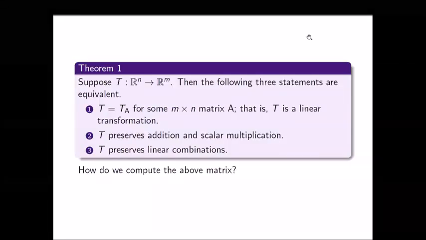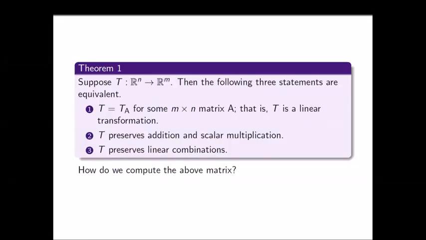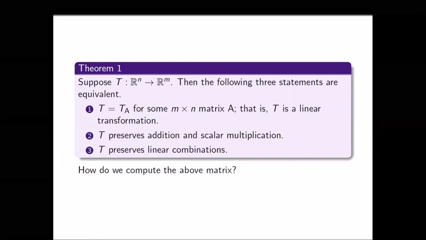Okay, so before I end this episode, I want to mention this theorem. This theorem says that the following three statements are equivalent. The first statement, of course, being that T is a linear transformation. The second statement being that T preserves addition and scalar multiplication. And the third being that T preserves linear combinations. So if one of them is true, then the other two are true as well, or in other words, they're all equivalent to each other. So if we do have a transformation that preserves linear combinations, then it is a linear transformation.